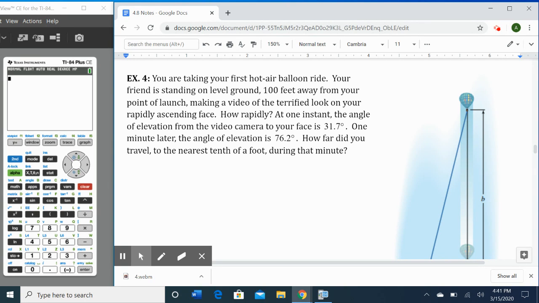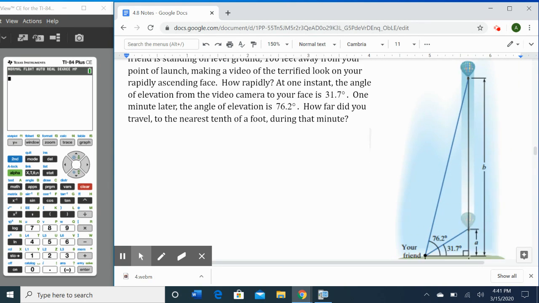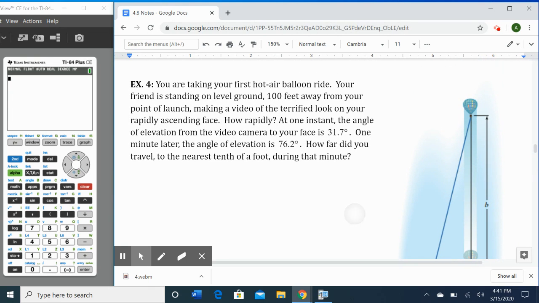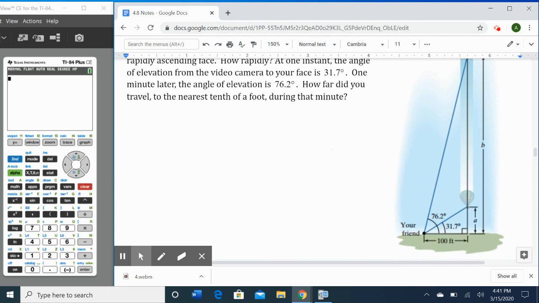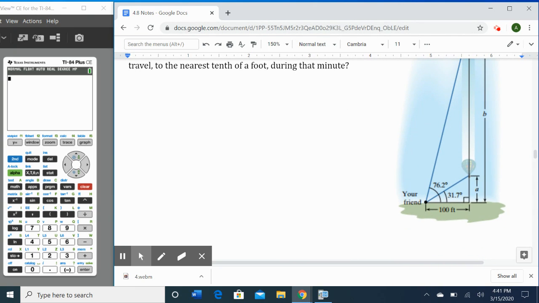Your friend is standing on level ground 100 feet away from your point of launch, making a video of the terrified look on your rapidly ascending face. I did not write this problem. How rapidly? At one instant, the angle of elevation from the video camera to your face is 31.7 degrees.